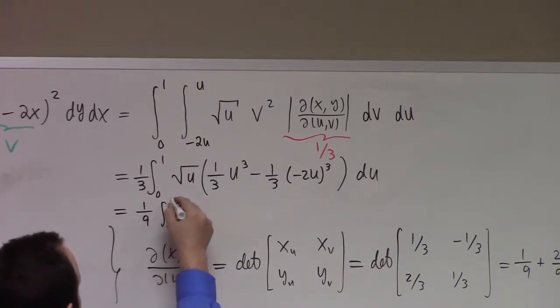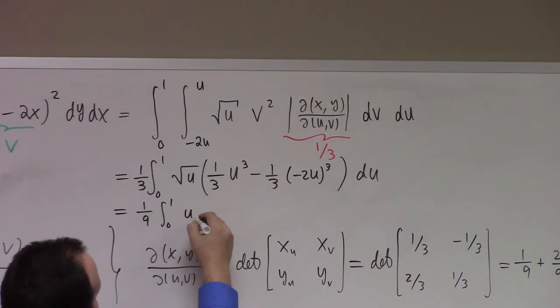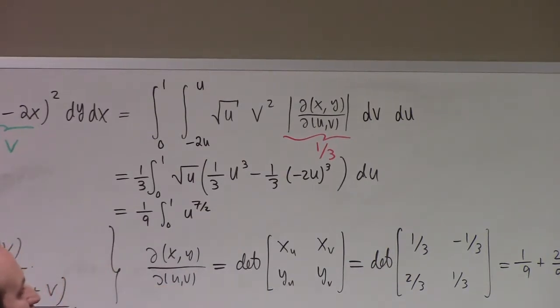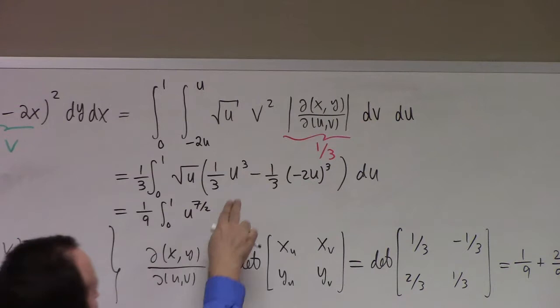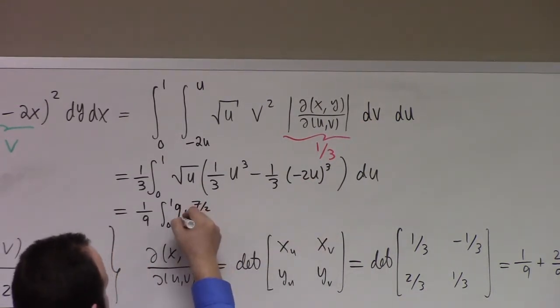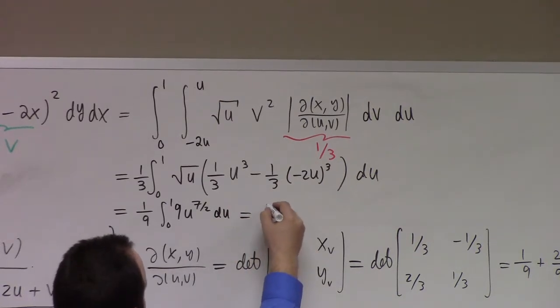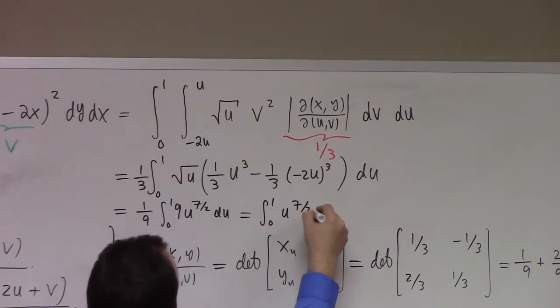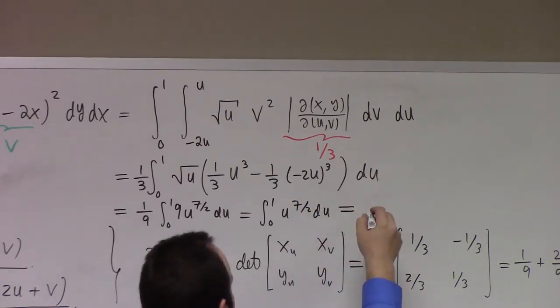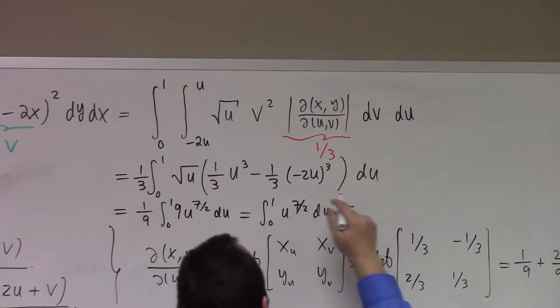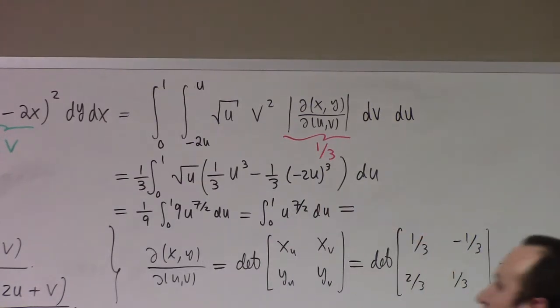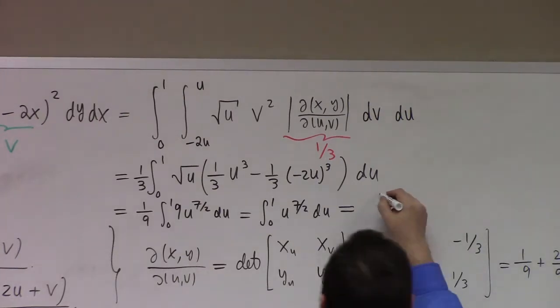So 1/9 integral from 0 to 1, and we've got what? U to the 7 halves? But how many of those do I have? I've got 1 minus a minus 8. I got 9. So I'll take your 1/9 and my 9 and make it into a 1. It's almost like this problem is pulled out of some classic calculus book. So 7 halves plus 1 is what? Duh, 9 halves, right? 2/9 is the answer, yes. Woo-hoo.